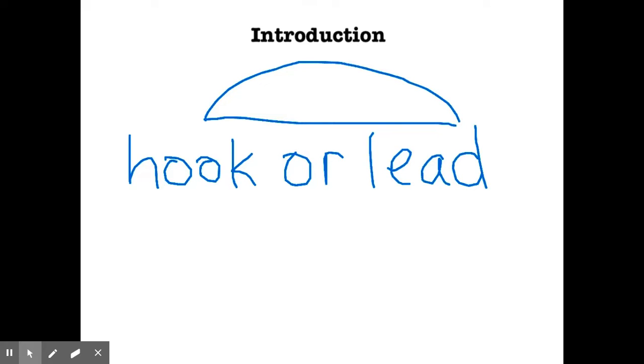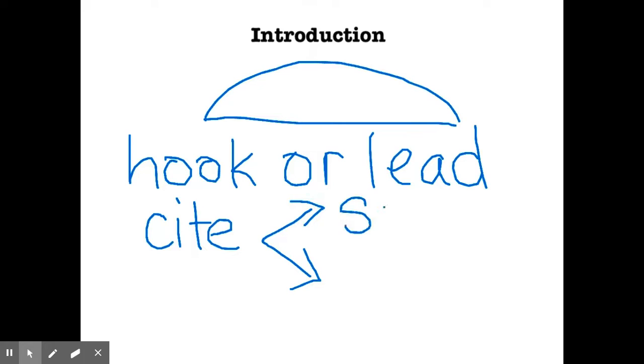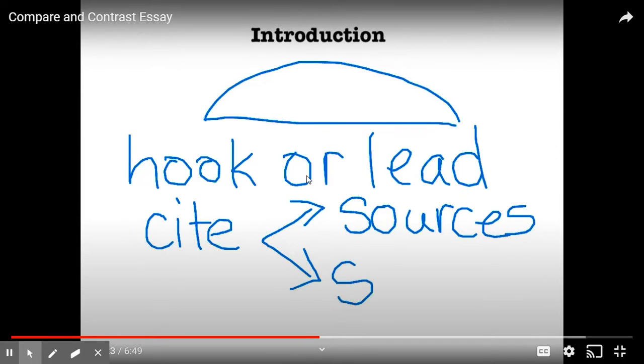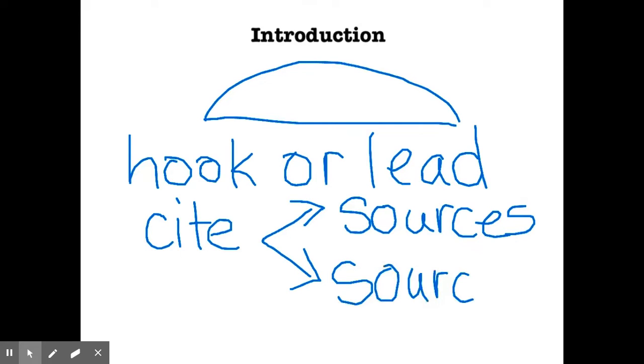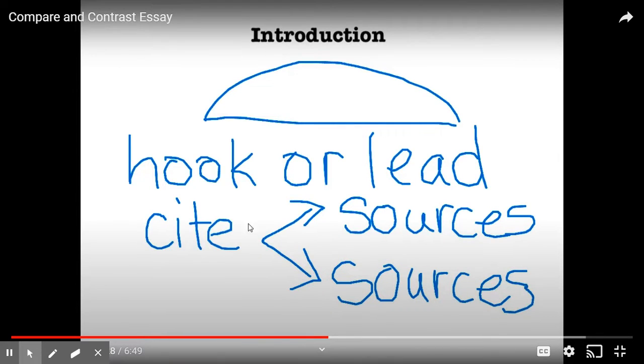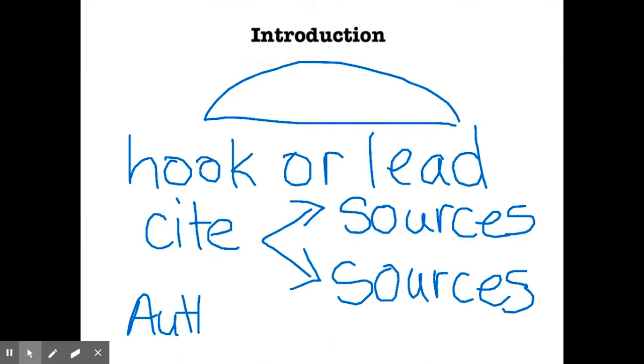But the other thing that needs to happen when you write a hook or a lead for your compare and contrast is you need to make sure that you cite the 2 things that you're comparing and contrasting. In this particular assignment, you have 2 sources of information that you're comparing and contrasting. Both of your sources, source 1 and source 2, should be named in your beginning paragraph. And you should include the author and the titles for this part of the assignment.